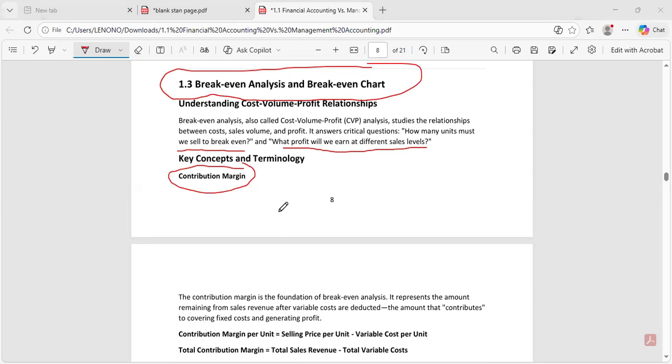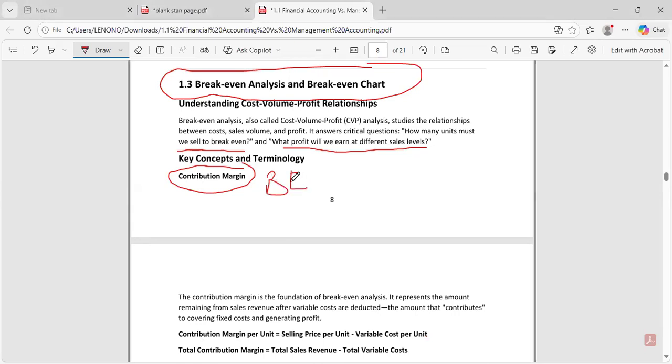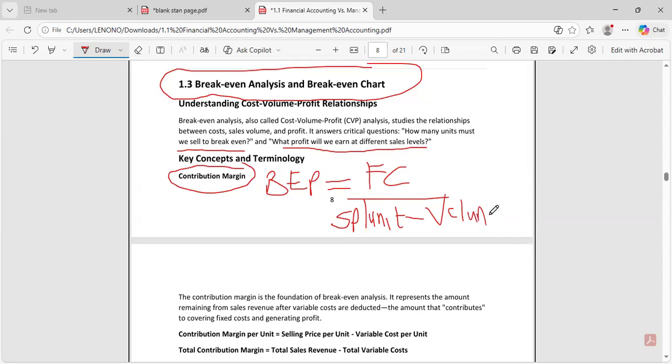All right, and the formula for break-even point is equal to, okay, so our break-even point is equal to fixed cost over selling price per unit, then of course minus the variable cost per unit. This is how we get to our break-even point.